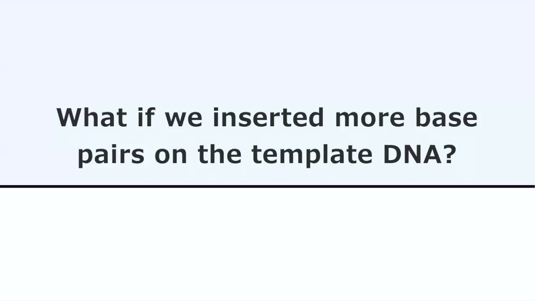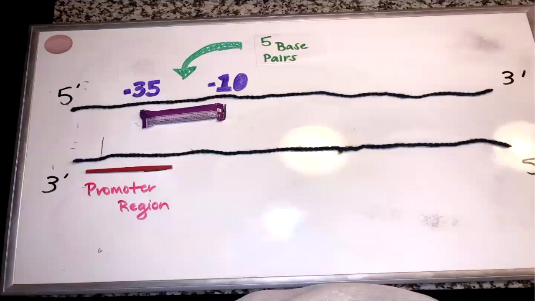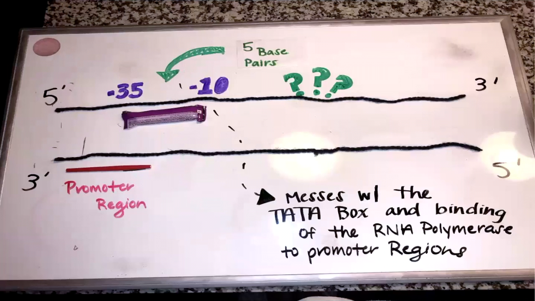So what would happen if we inserted more base pairs on the template DNA? So if we insert 5 base pairs in between the -35 region and -10 box, we're going to get some issues. And this is because adding those 5 base pairs will turn the -35 region into -40. And this region is really important because this is where the RNA polymerase is going to bind to kickstart transcription. So if that is messed up, then the whole entire transcription process is messed up.